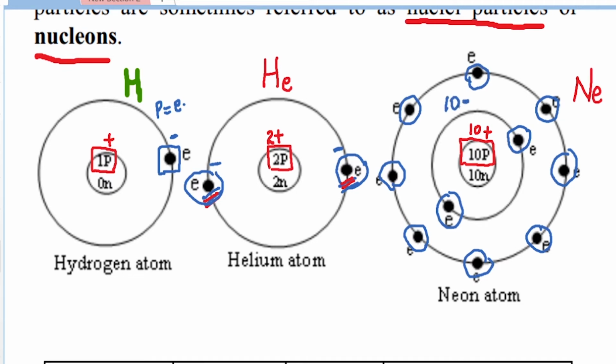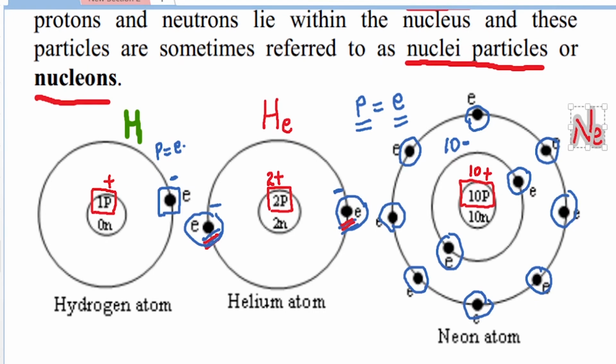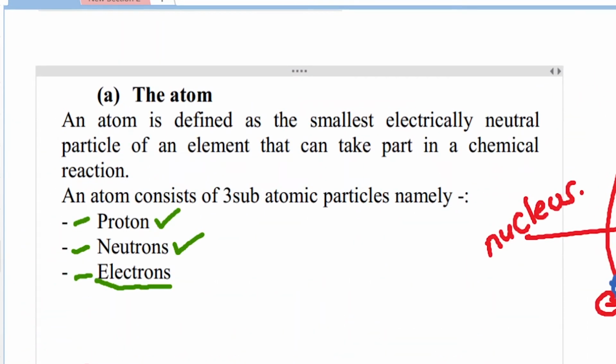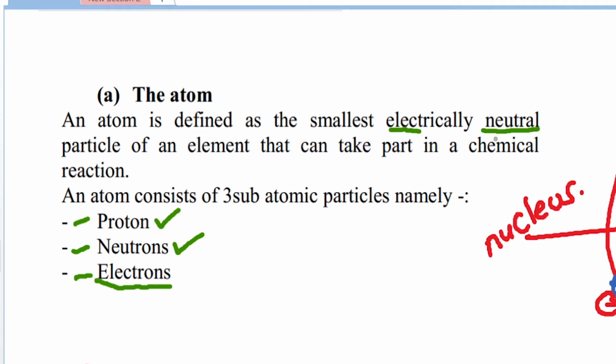I would like you to take note that the number of protons is equal to the number of electrons. And when the number of protons and the number of electrons are the same, that is what they are referring to here. Let's get back up here. That's what they mean when they say that an atom is defined as the smallest electrically neutral particle of an element that can take part in a chemical reaction.